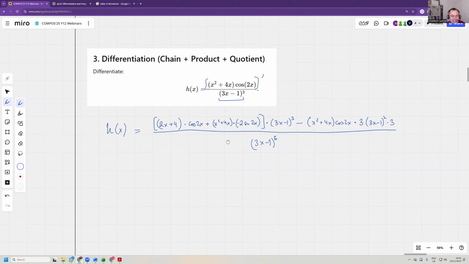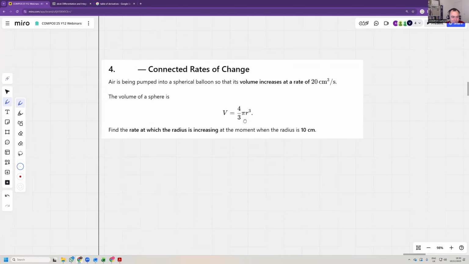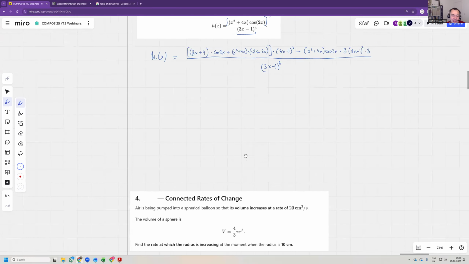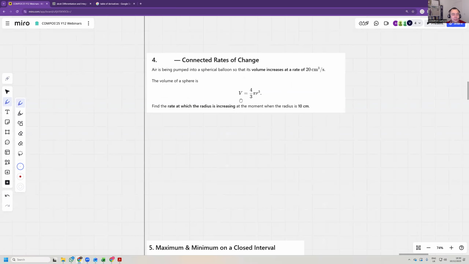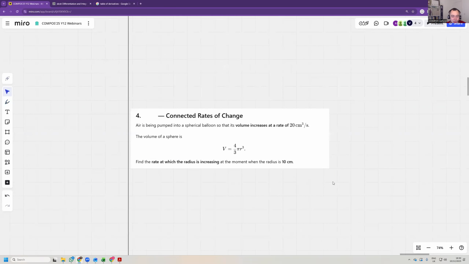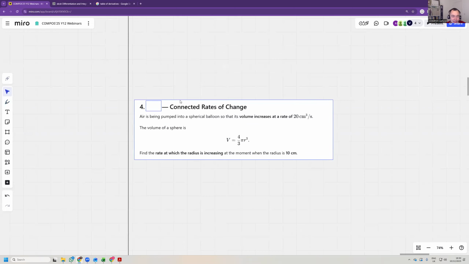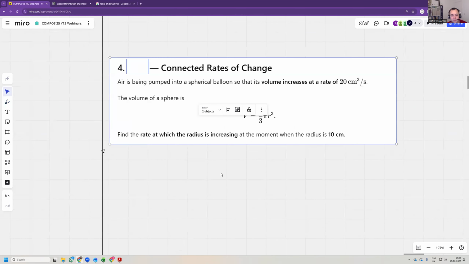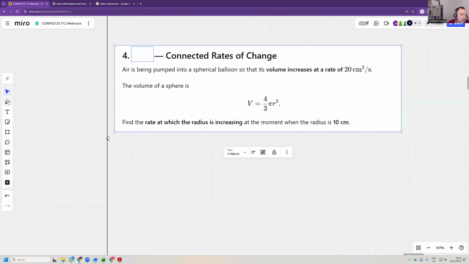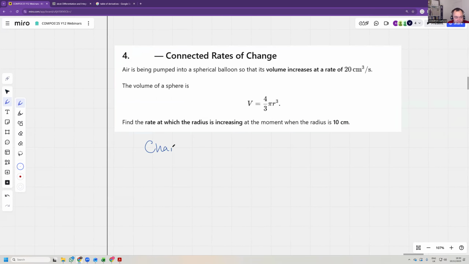Okay. Next problem is connected rates of change. So here is where you need to use the chain rule in the form that it is normally written in textbooks. And the chain rule looks like this: dy/dx can be written as dy/du multiplied by du/dx.